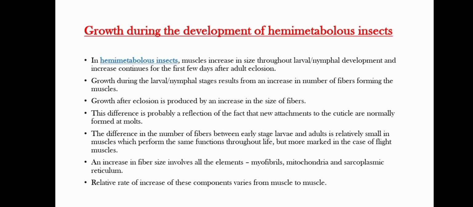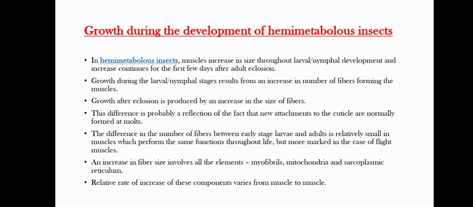Next we're going to discuss muscle development in hemimetabolous insects. In hemimetabolous insects, an increase in muscle size is found in larval development and also for some period after eclosion. The growth during the larval period occurs because of an increase in the number of fibers, and the growth after eclosion is by an increase in the size of fibers. This is a major difference between muscle development in the two periods, and it points to the fact that new attachments to the cuticle are normally formed at that moment.